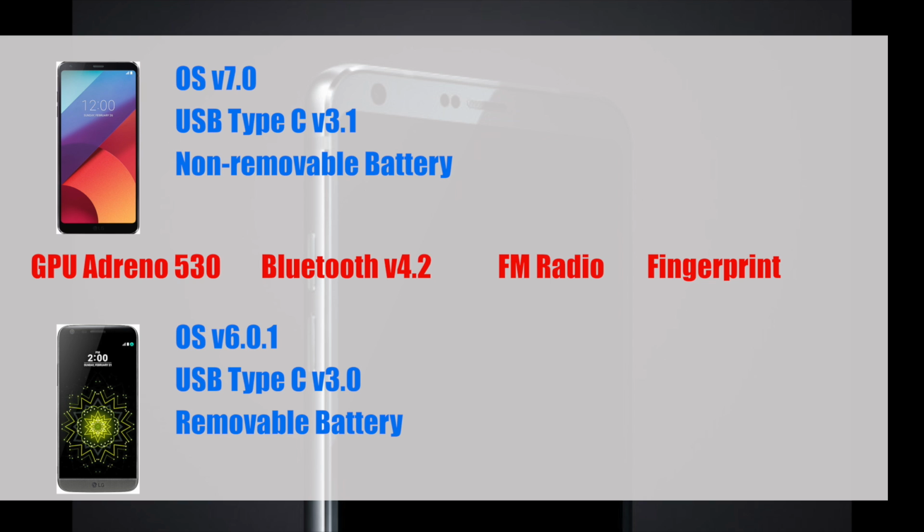So LG G6 has a non-removable battery, which means you cannot take out the battery from your smartphone. So it's like iPhone, it is like Samsung. So the battery is inside, so you cannot take it out. However, with LG G5, you still can use it with no worry. Meaning that you can take out the battery when the battery is out, or you have no more battery, so just exchange the fully charged one.